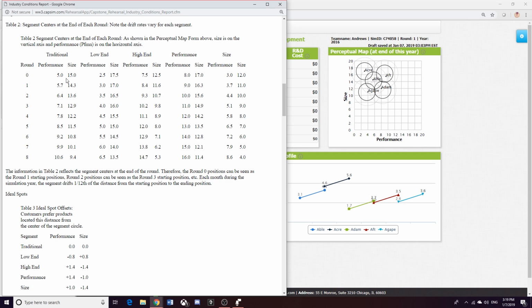Okay, so as we discussed in that video, this is round 0. 5 performance and 15 size is the ideal position at the end of the round. And that means that this is the ideal position in the beginning of the next round, which is round 1. And we are making decisions for round 1 right now. So what I recommend is to position the product in the middle of the year. So don't position your product at the end of the year, like 5.7 and 14.3. No, position it in the middle.